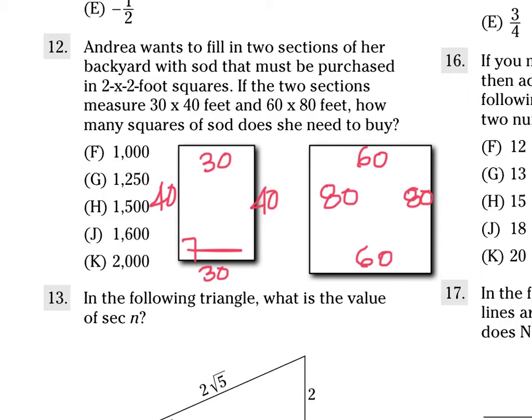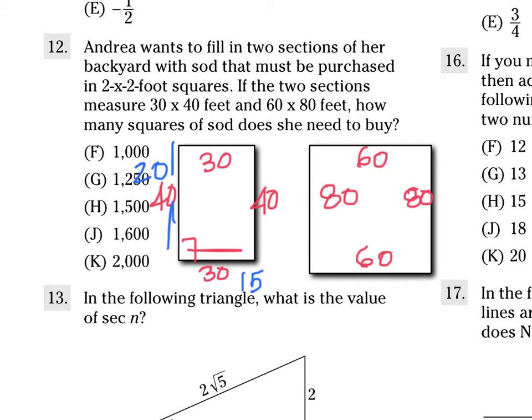Well, there's 30 feet on that side, and then how many 2-foot sections can I have in 30 feet? 15, yeah. I need a blue marker in here. So I can have 15 sections here, but how many 2-foot sections am I going to have going up this way? 20. You'd have 20.